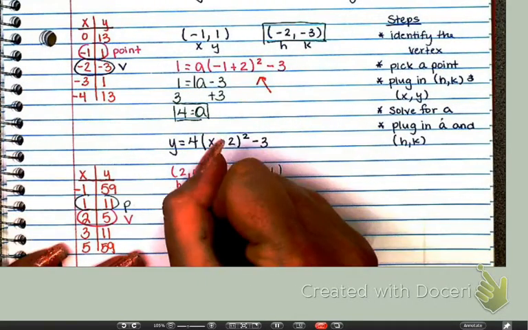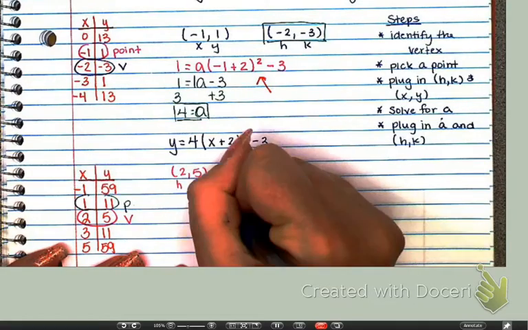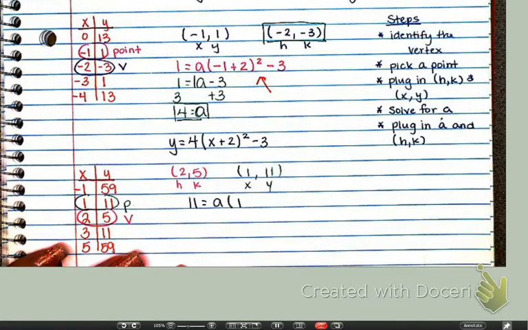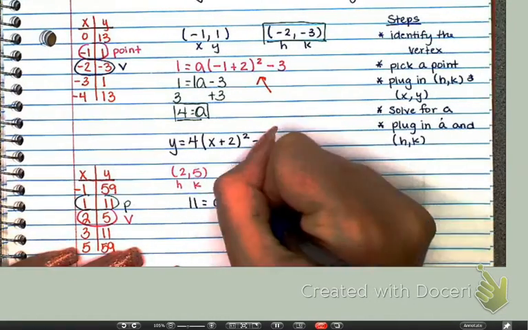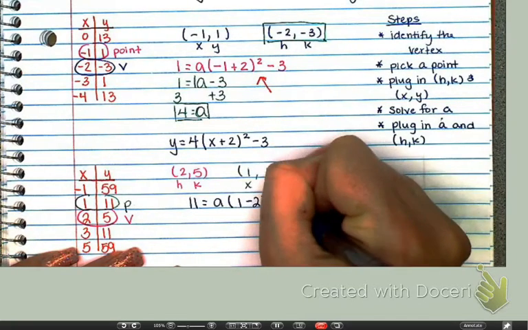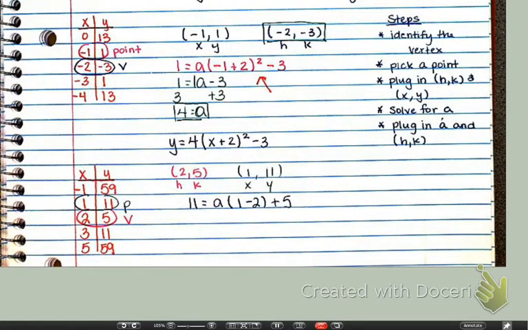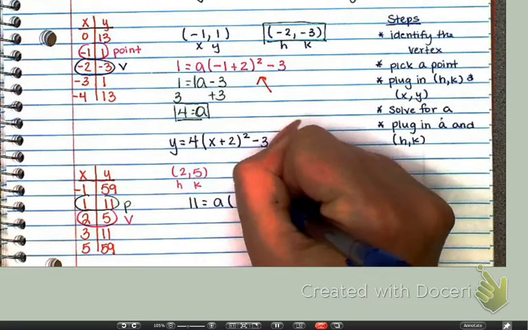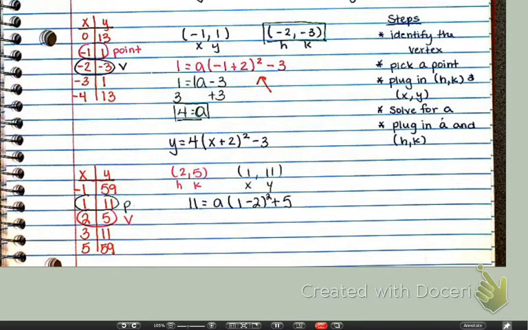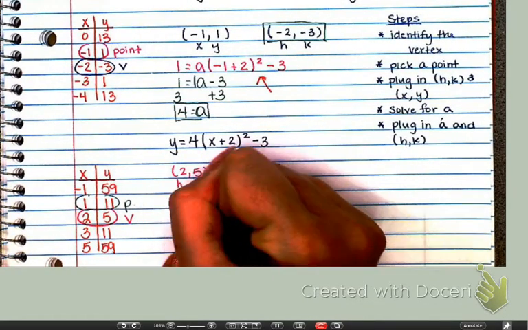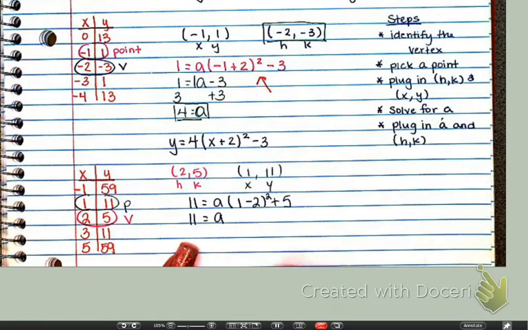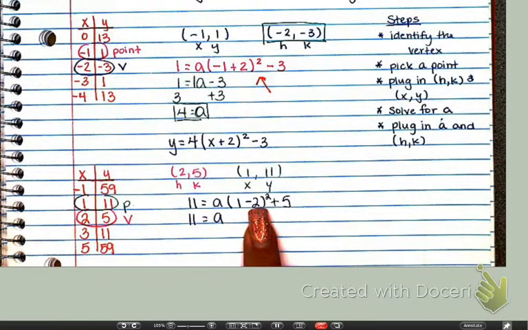We're plugging it in. So 11 equals a times (1 minus 2) squared plus 5. Consistently, we all got to that point. Oh, I forgot my square. Thank you. Here is where we were messing up. So 11 equals a times (1 minus 2 is -1, and -1 squared is +1).